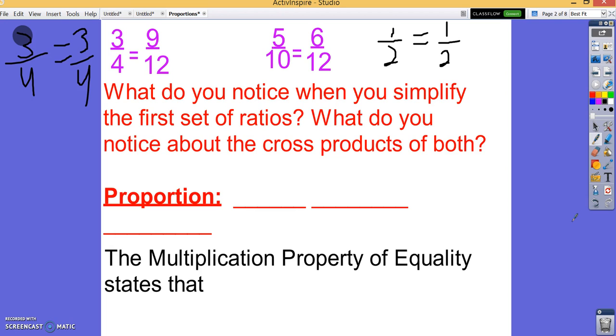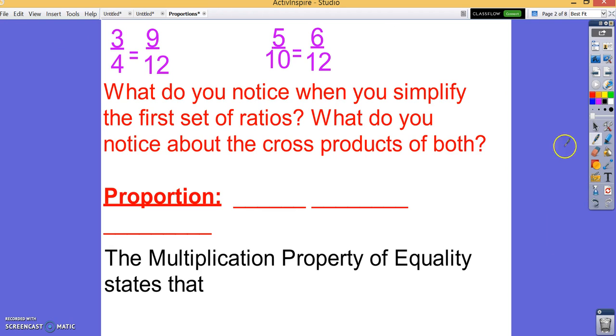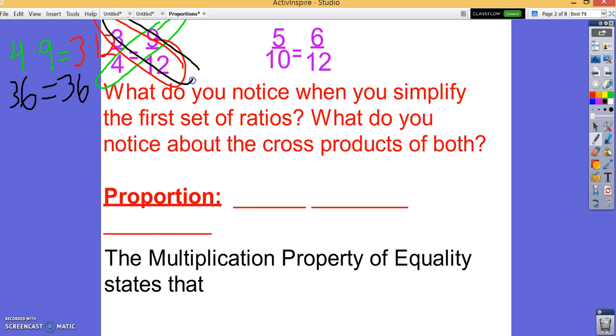Okay, what do we notice about their cross products? So let's go ahead and erase their simplified versions. You can keep it on your paper, but just on my paper. Cross products means the ones that are across from each other, the parts of the ratio that are across from each other. So the product of 4 and 9 is actually the same as the product of 3 and 12. And I know this because they're both equal to 36. 4 times 9 is 36, 3 times 12 is 36.